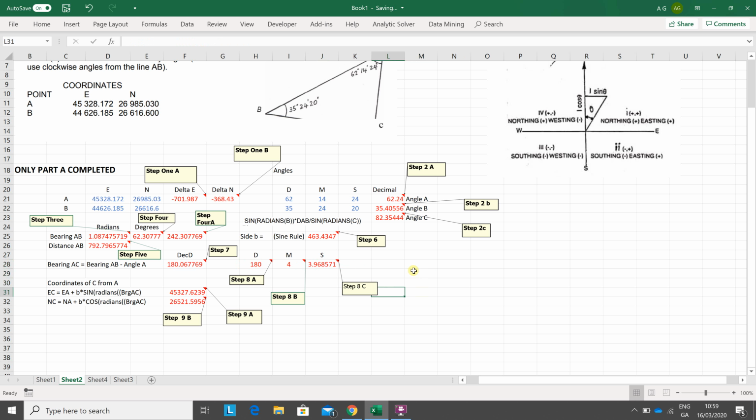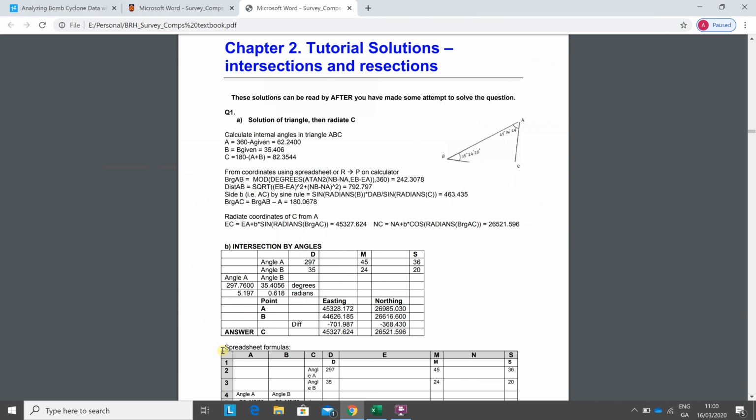Okay, and then we calculate the easting and the northing of point C. I have it there reasonably written. Put the formula up there, and then F2 there, just to show the formula there again. Okay, and we've calculated that. So we got the same answers as that lecture there.